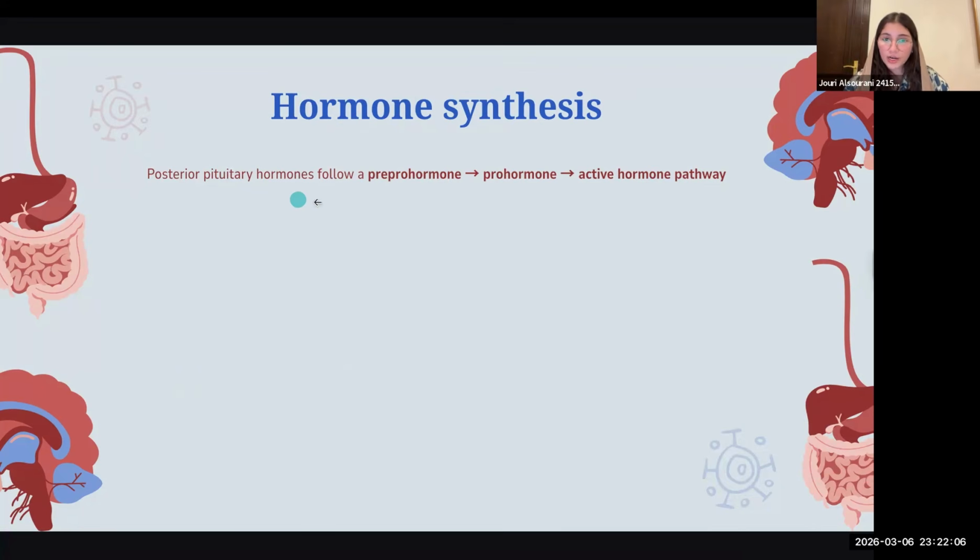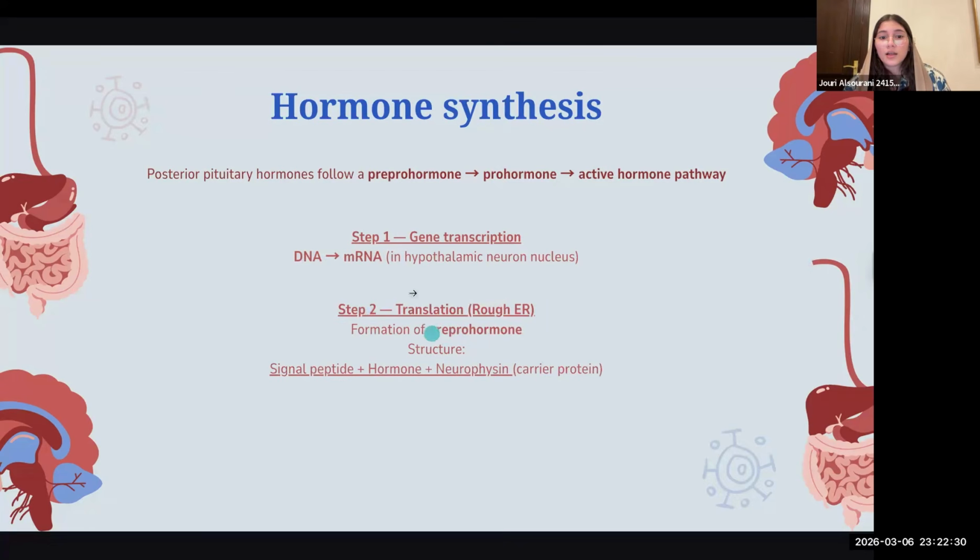For the posterior pituitary, these hormones, ADH and oxytocin, follow this pathway. We have a pre-pro hormone, which becomes a prohormone, which becomes an active hormone. Initially, we're going to have gene transcription. In the nuclei of hypothalamic neurons, DNA is transcribed into mRNA. After that, through translation in the rough endoplasmic reticulum, we're going to have the formation of the pre-pro hormone.